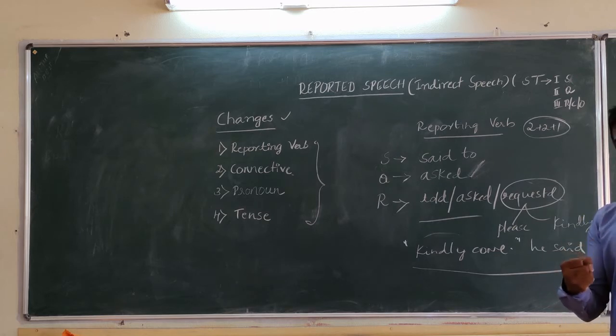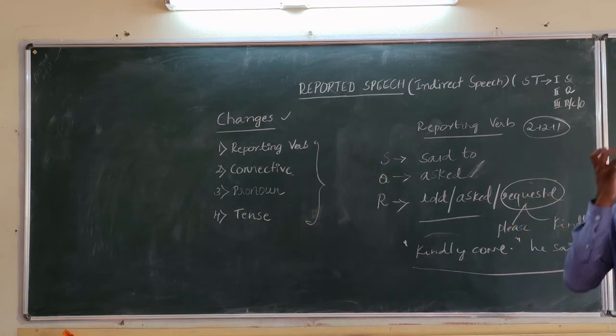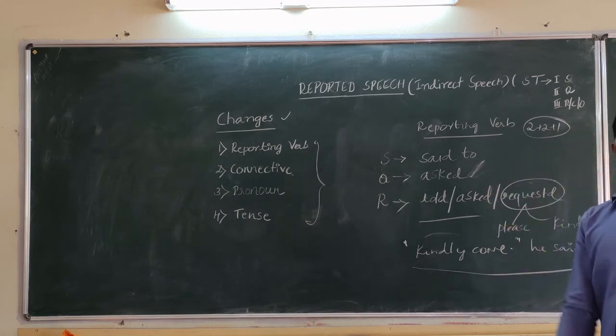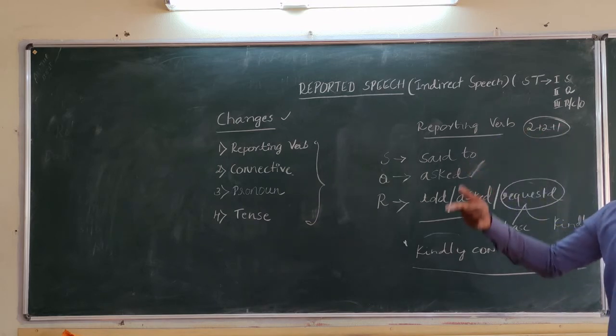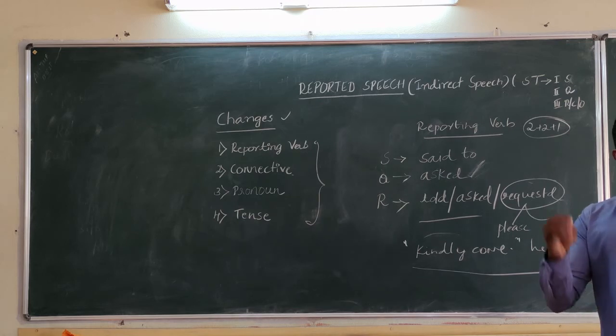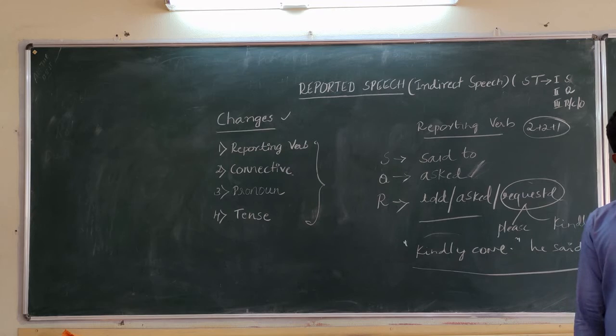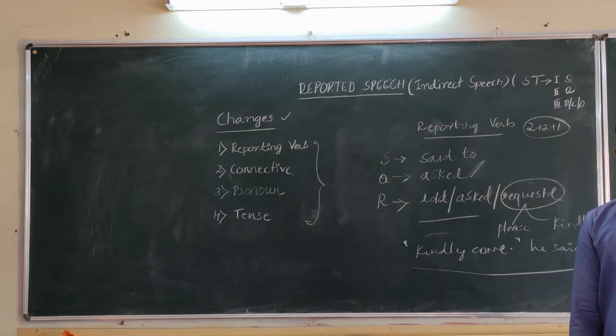You should use a reporting verb according to the sentence type in direct speech, not indirect speech. Indirect speech has only statements, take it from me, but only direct speech has sentence types. Statements, questions, and requests, commands, and orders you see in direct speech. Direct speech has sentence types. Indirect speech does not have. It has only one sentence type. All of them are grouped under the heading statements.